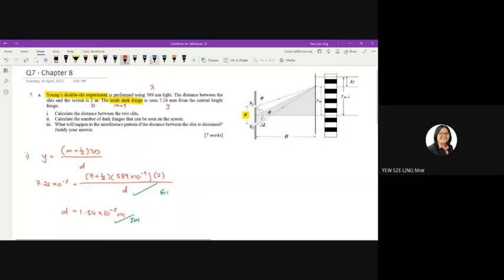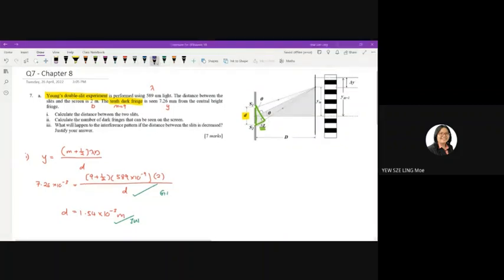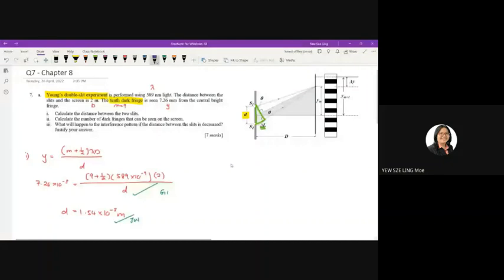So if you look at the diagram, the path difference for this small triangle, we have a delta L right here. So we are going to form an equation based on this delta L. According to the diagram, we have delta L equals d sine theta.